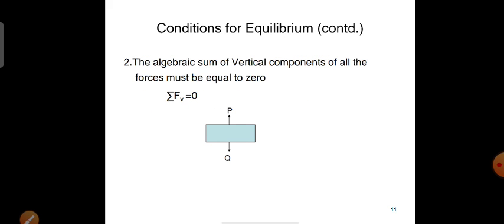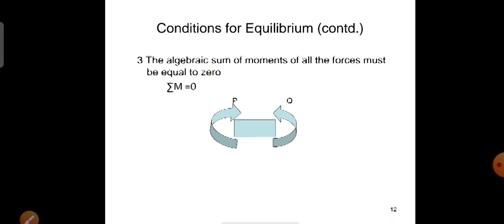The second condition is that the algebraic sum of vertical components of all the forces must be equal to 0. If you add all the vertical components of forces, the sum should be equal to 0. So this is the second condition. The third condition is that the algebraic sum of moments of all the forces must be equal to 0. Here, moments. So what is moment? That we will discuss here.